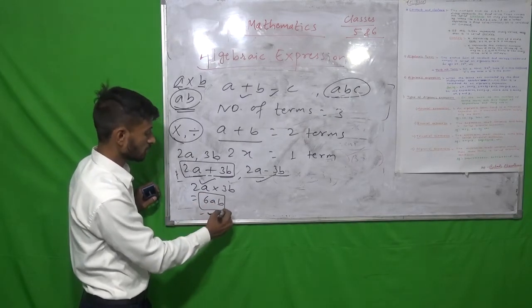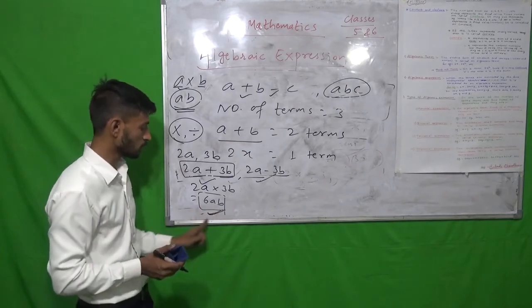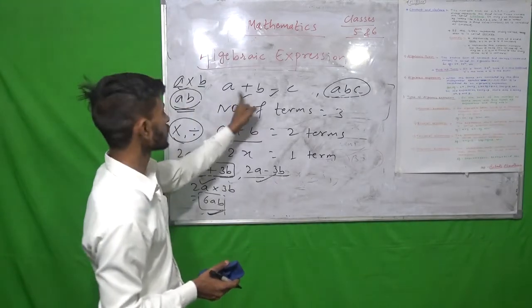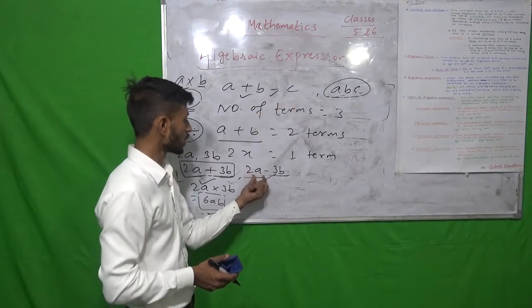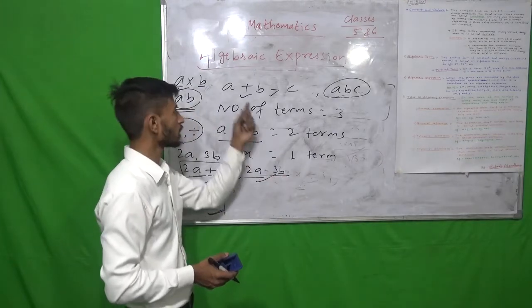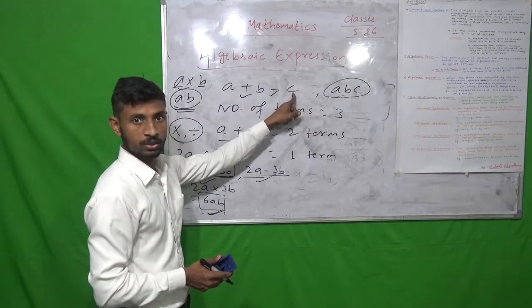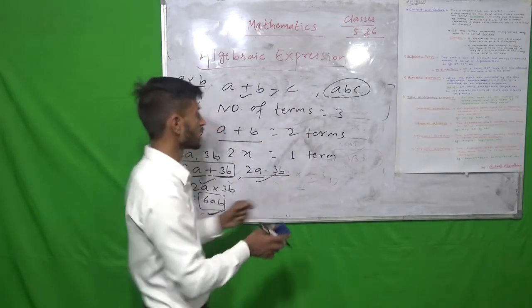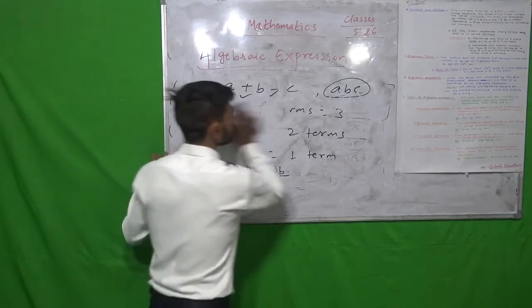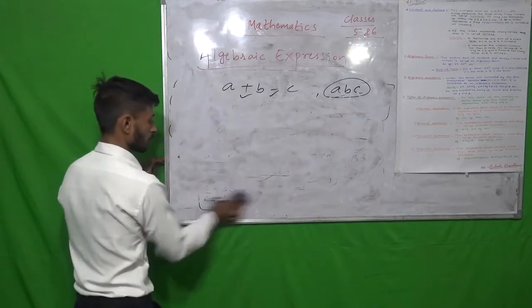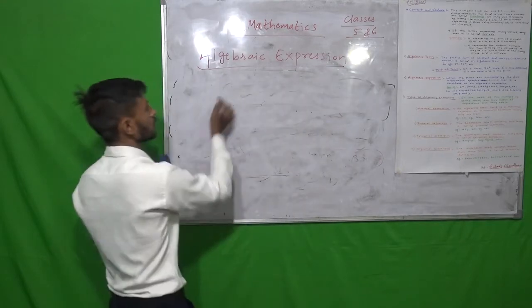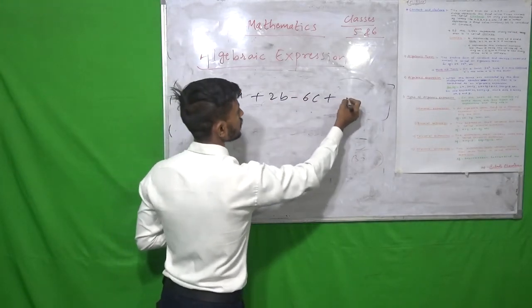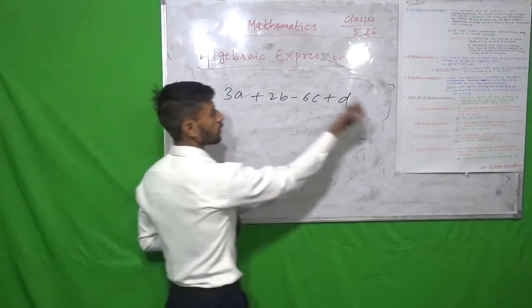So it is an expression having only one term. Here the expression has two terms, here three terms, here also two terms, and here three terms. So in an expression there may be one term, two terms, three terms, or more than three terms also, like 3a plus 2b minus 6c plus d, or more than four also.